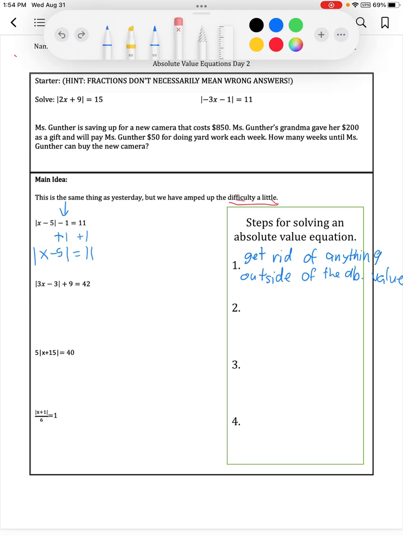And now looking at this, I made a mistake. Do you see the mistake that I made? I went 11 plus 1, and instead of writing 12, I wrote 11 again. That should be 12.